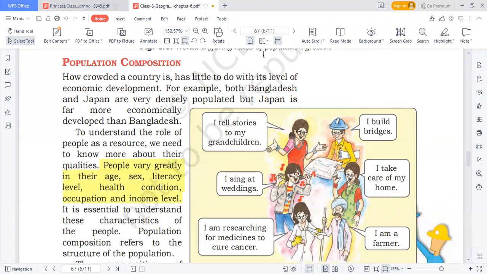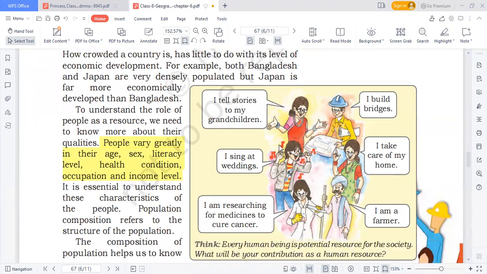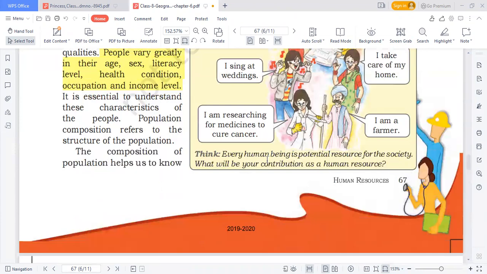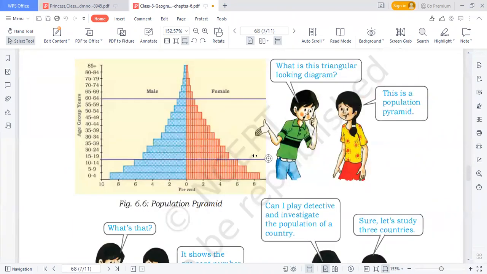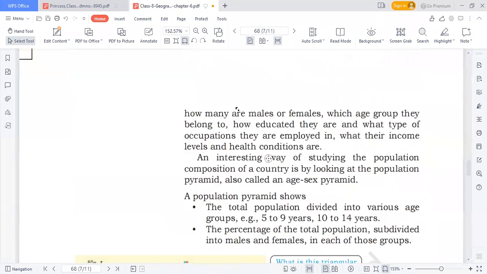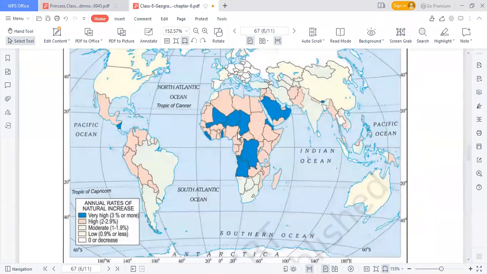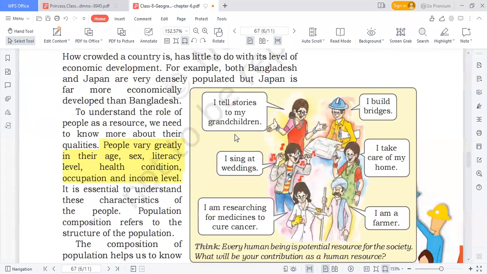The relationship between different age groups is expressed through the age and sex pyramids, the population pyramids. Clear? The composition of a population also indicates the ratio between the two genders, the ratio between males and females. It is expressed through the sex ratio.